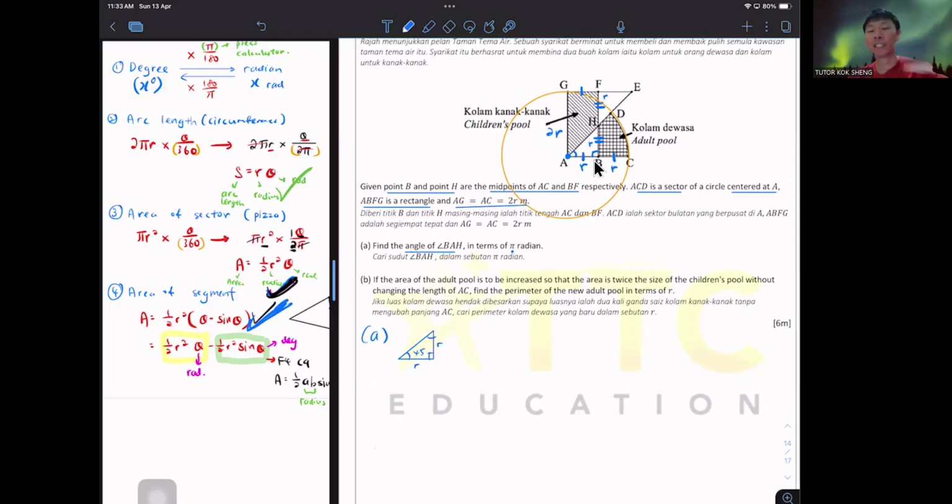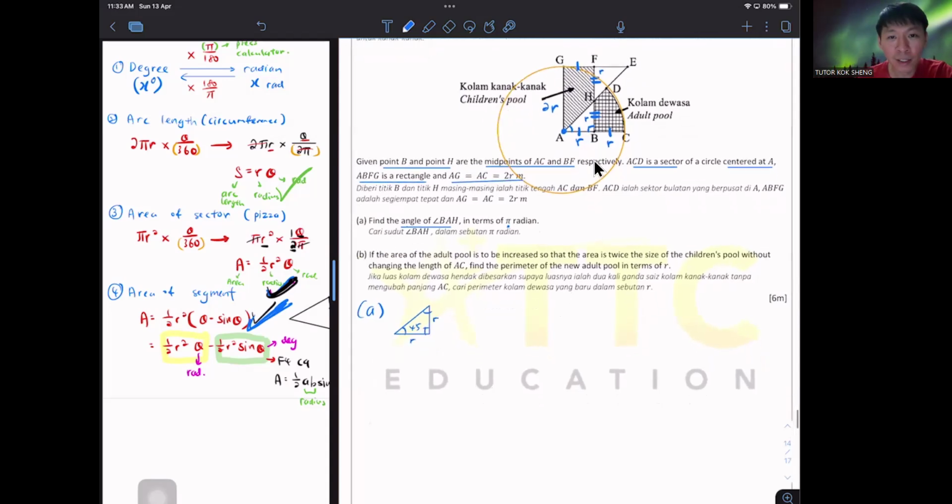Just convert to radian, settle. 45 times pi over 180. But then yes, keep the pi. 45 divided by 180. Okay, good. This one maybe only 1 mark. Settle.